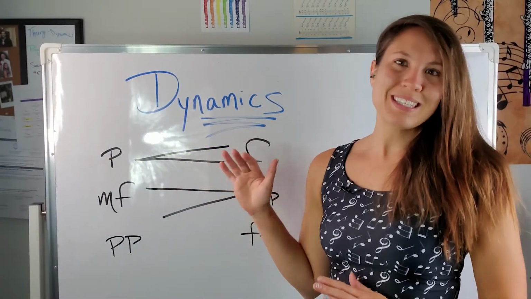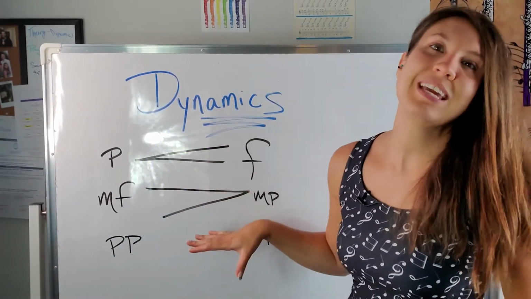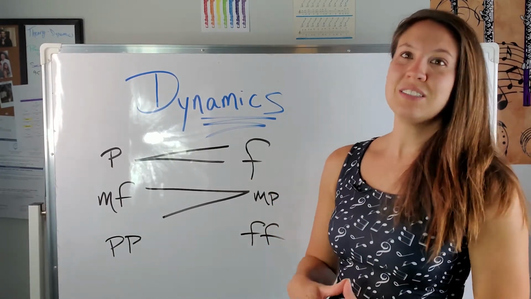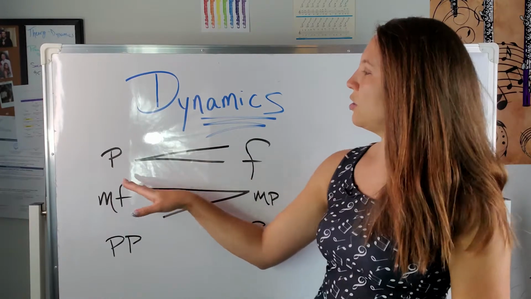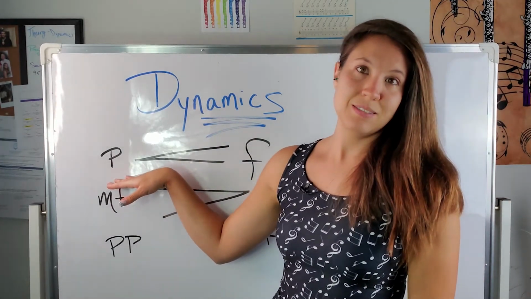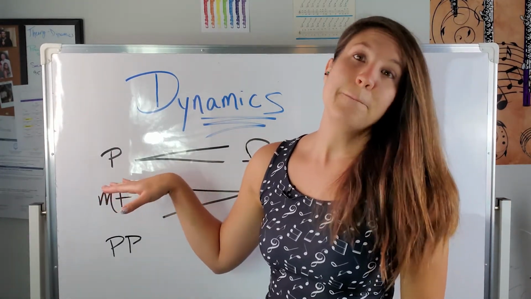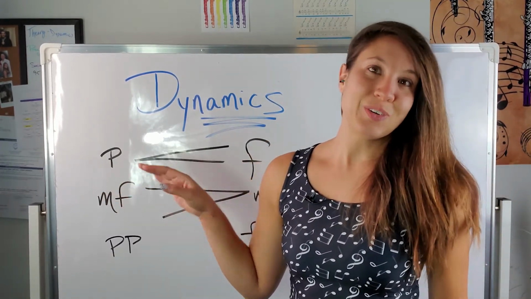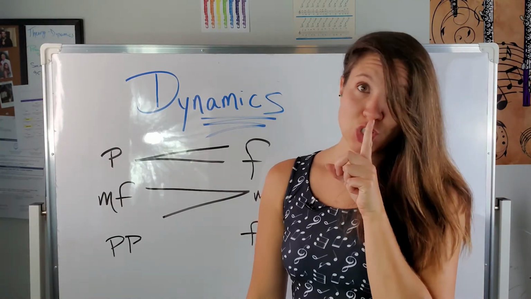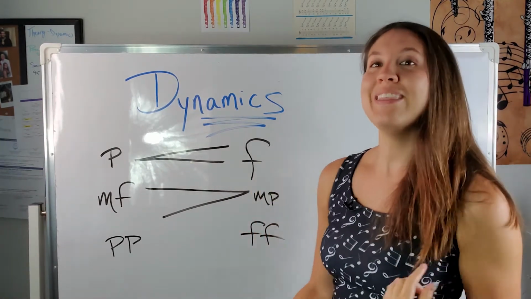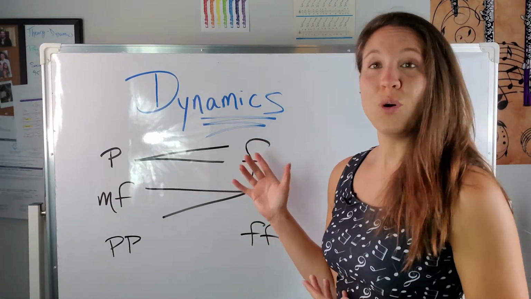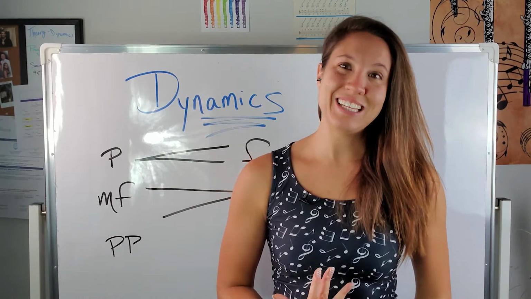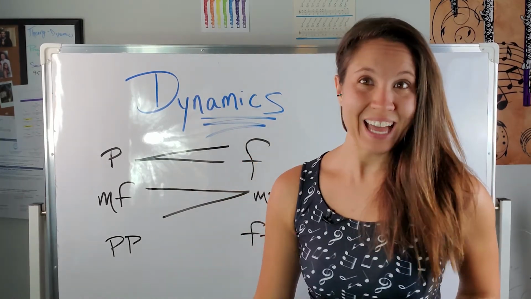So dynamics means volume, and these symbols here tell you when to be quiet and when to be loud. So let's start with our two main ones. Piano means, well, you would think it would mean loud, but it doesn't. Piano is the Italian word for soft. So for us, that means quiet. Shh. And then F means forte, and forte means loud. Forte is also an Italian word, so we're learning a little bit of Italian today.